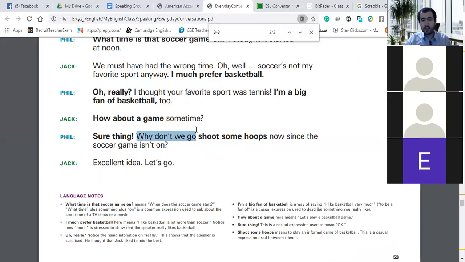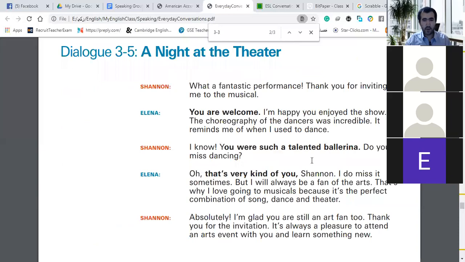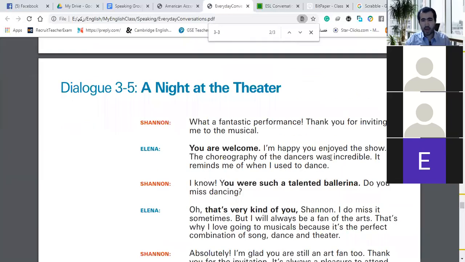Now since the soccer game isn't on. Shoot some hoops means to play an informal game of basketball. You know, like when we used to play football in the street, for example, with our friends. So this is like shoot some hoops.